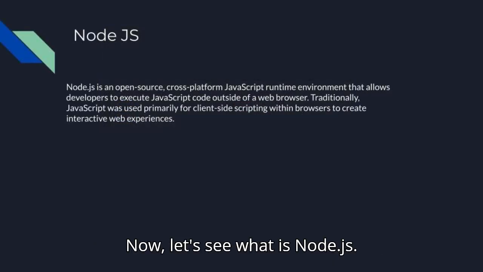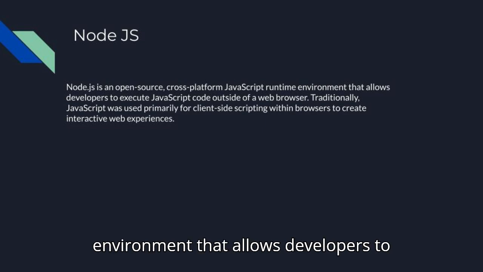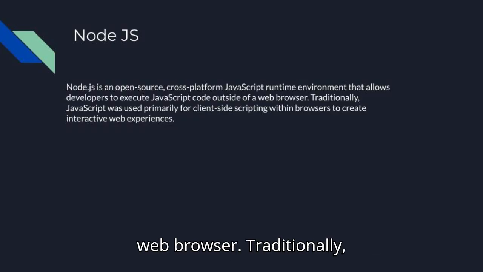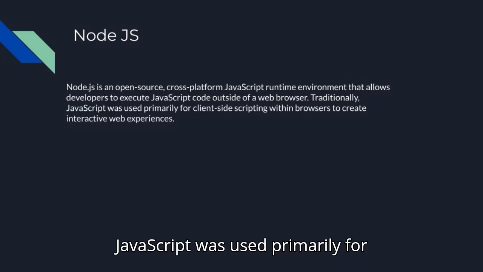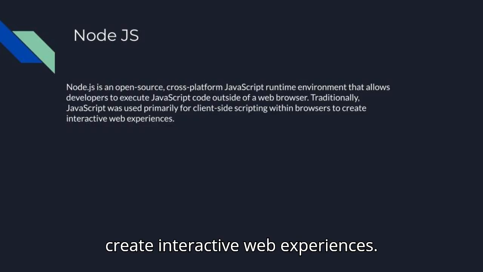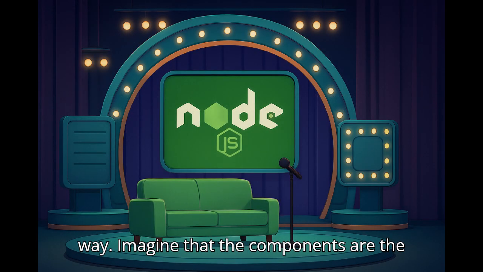Now, let's see what Node.js is. Node.js is an open-source, cross-platform JavaScript runtime environment that allows developers to execute JavaScript code outside of a web browser. Traditionally, JavaScript was used primarily for client-side scripting within browsers to create interactive web experiences. You can think about Node.js in the following way.